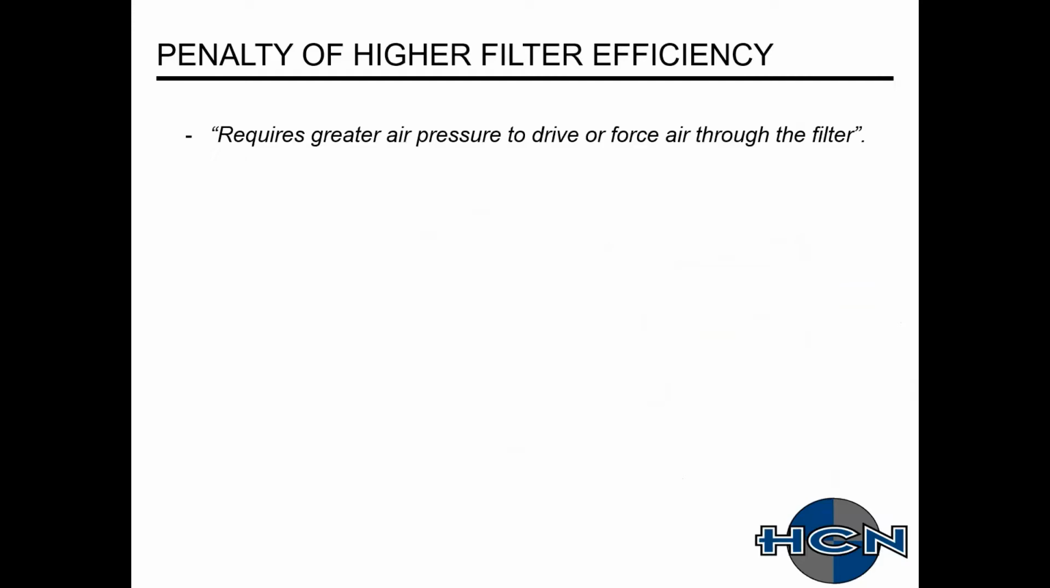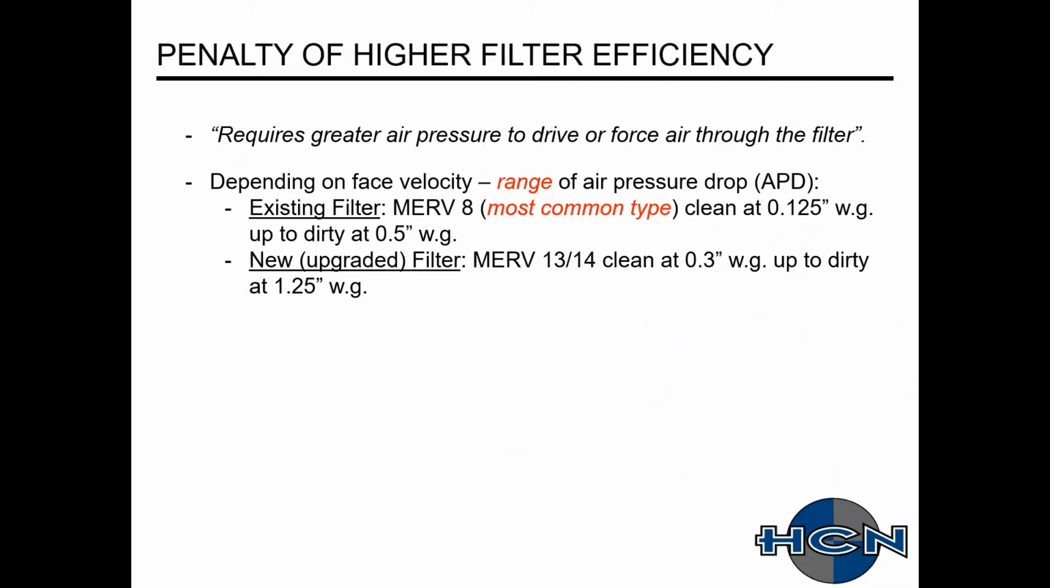The standard, once again quoting right from it, says higher filter efficiency requires greater air pressure to force the air through a filter. Depending on your face velocity, your range of air pressure drop through filters is, for existing filters, MERV 8, which is definitely the most common type that has been installed. When the filter's clean, the air pressure drop is approximately an eighth of an inch. And then as the filter gets dirty and increases its resistance, it has a higher pressure drop of approximately in the 0.5 range. Now that was MERV 8.